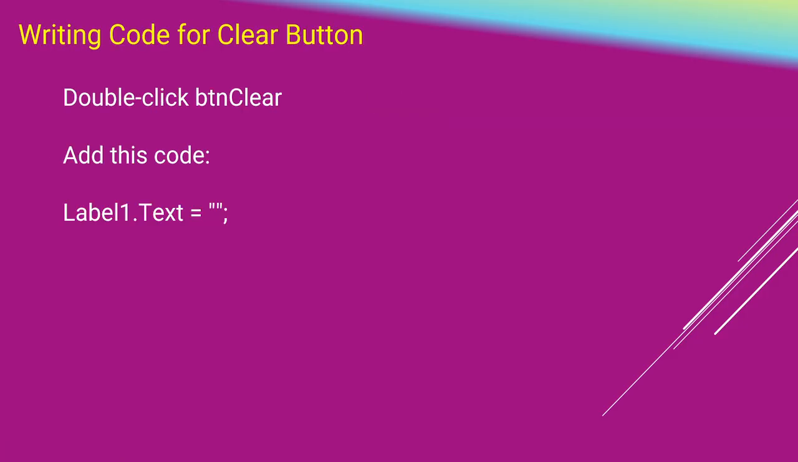Now, double-click the ButtonClear button to create its click event handler. In the method, add Label1.Text = "". This will clear any message shown in the label. Simple but effective, it improves the user experience by letting them reset the message without refreshing the page.